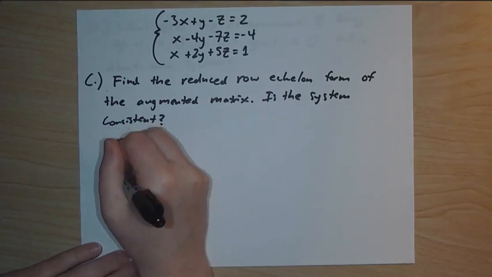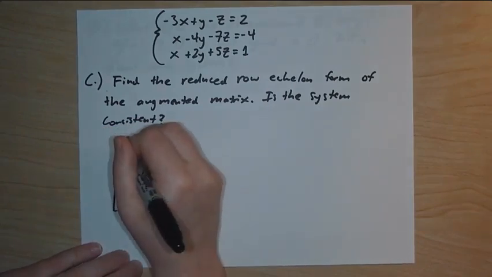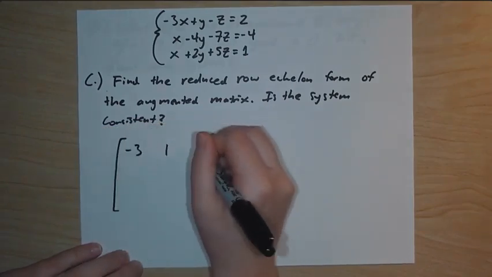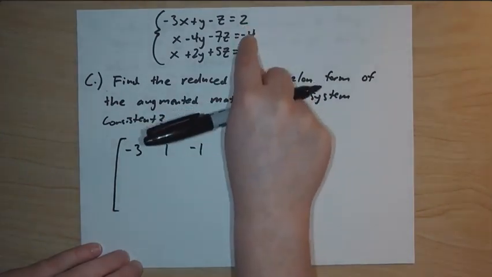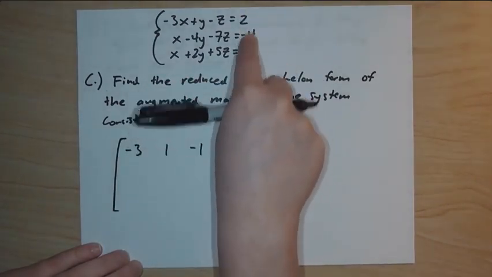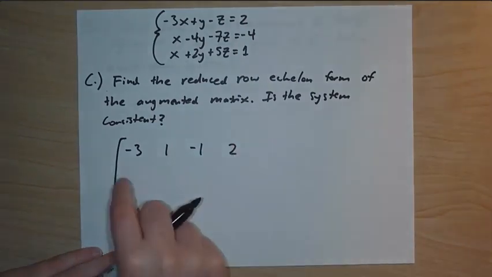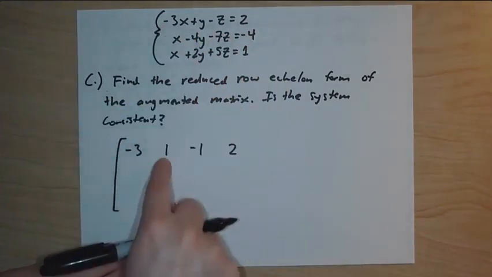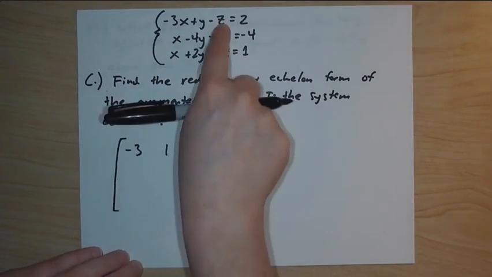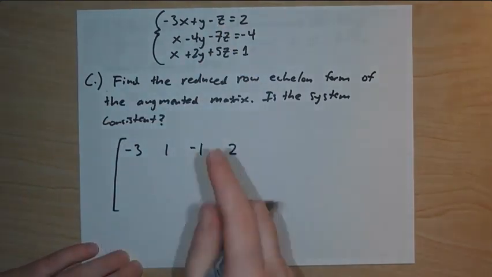So we have the augmented matrix of negative 3, 1, negative 1, and then adding this column right here, we have 2. So this is the first row: negative 3, in front of y is 1, in front of z is negative 1, and the constant is 2.